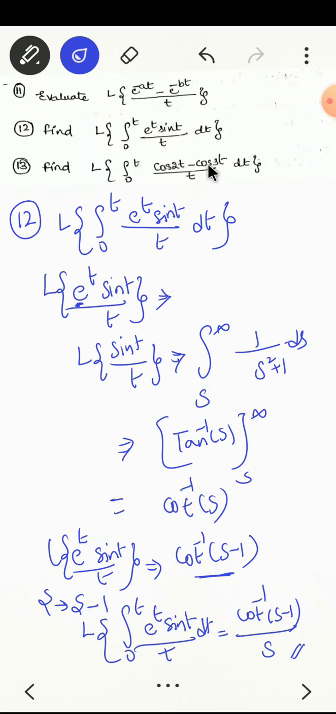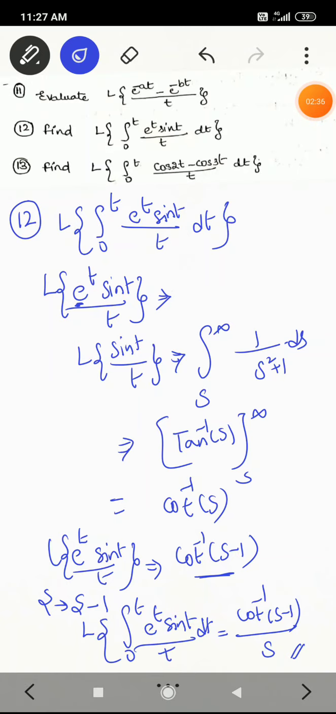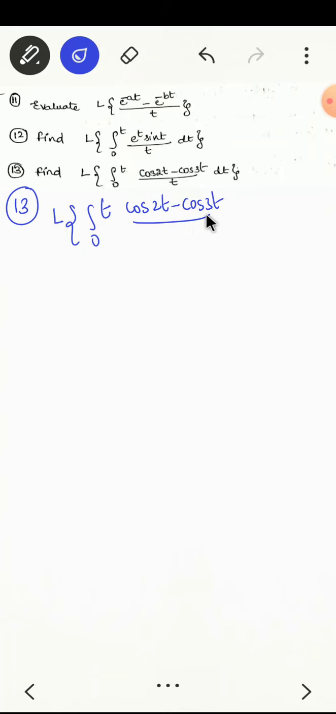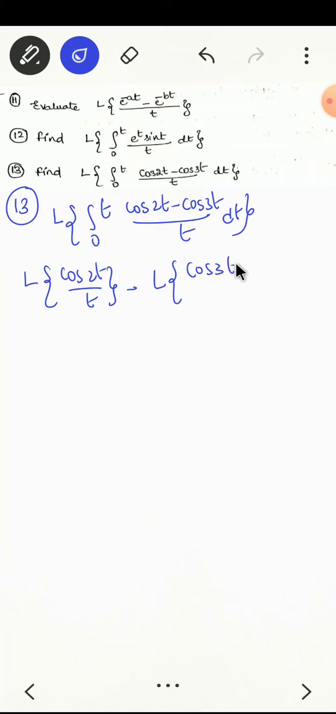Then are you ready to solve problem number 13? Yes, come on, let us solve problem number 13. What they are saying: Laplace of the integral from 0 to t of cos 2t minus cos 3t divided by t dt. So we will keep the integration aside. Cos 2t minus cos 3t by t. I will apply the linearity property: Laplace of cos 2t by t minus Laplace of cos 3t by t.